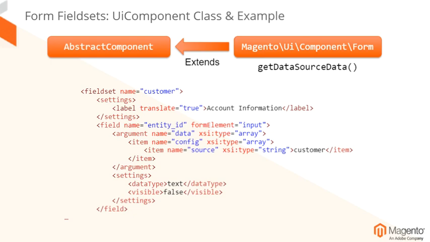FieldSet configuration should be done in the form XML file. Here we can see a customer form configuration example. This form has many field sets, with each field set encapsulating field elements. As we can see here, FieldSet configuration consists of a data argument and a set of field nodes. Each node includes field configuration, which will be described in the slides that follow.